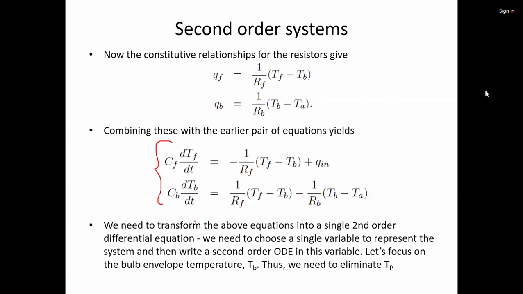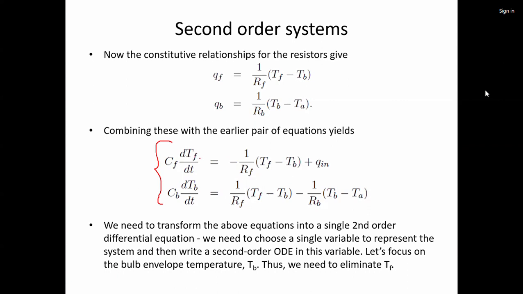So we need to now combine these two equations into a single second order differential equation. And to do that, we need to choose a single variable to represent the system, and then write a second order ordinary differential equation using that variable. Okay. And so that way we will be able to easily solve.